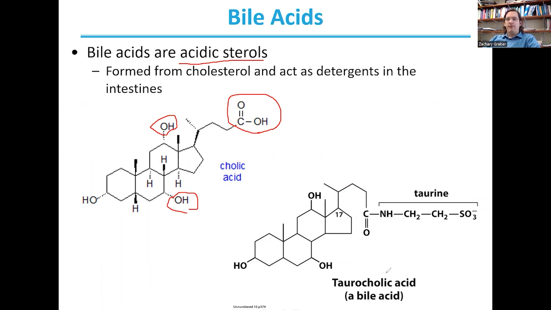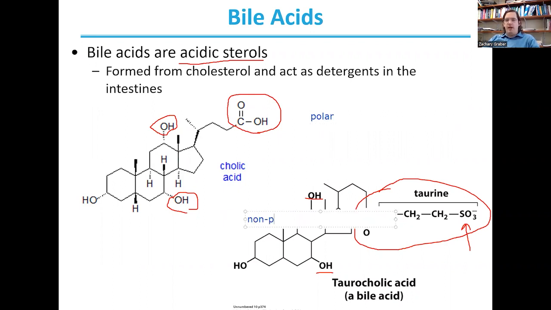Over on the right, we have taurocholic acid, which is one of the most common bile acids. So we have our acidic taurine group attached here with the negatively charged sulfate, in addition to those hydroxy groups that were added. For all of these different bile acids, you should notice that we have very polar groups attached to our nonpolar structure. So all of our groups circled will tend to be relatively polar, whereas, of course, our steroid nucleus is always very nonpolar.